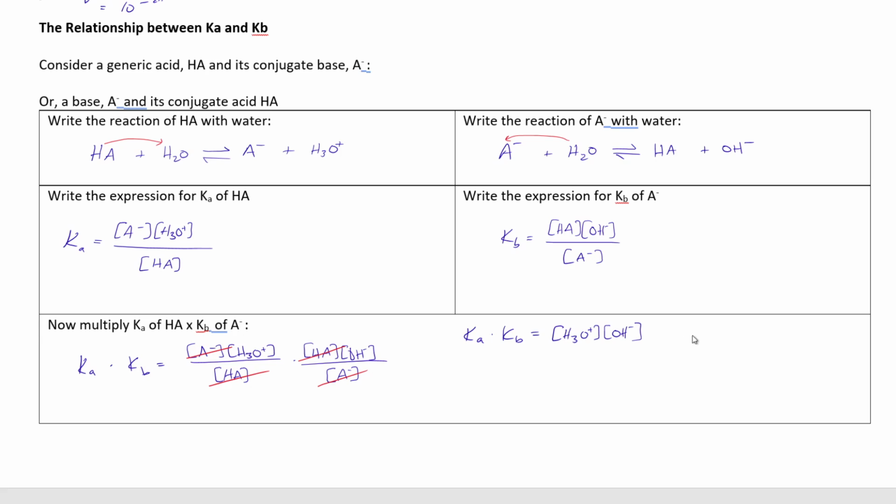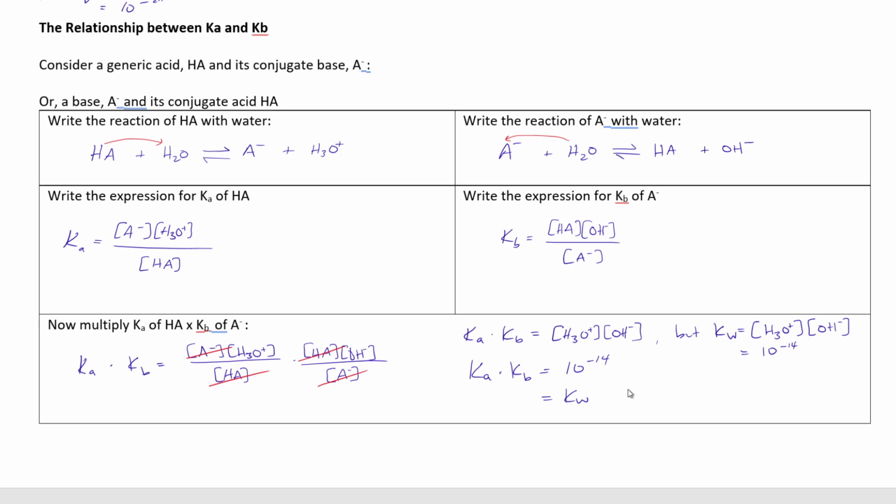But we've seen this before. H3O plus times OH minus is actually equal to the Kw of water, right? So this is the equilibrium expression for the autoionization of water, and that's equal to 10 to the negative 14. So Ka times Kb is equal to 10 to the negative 14, which is Kw, right there.